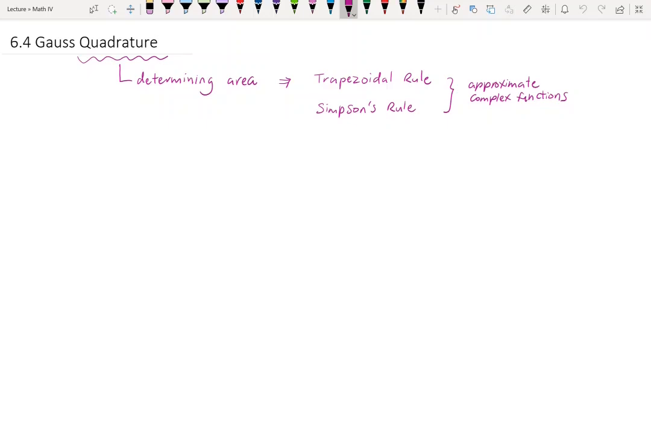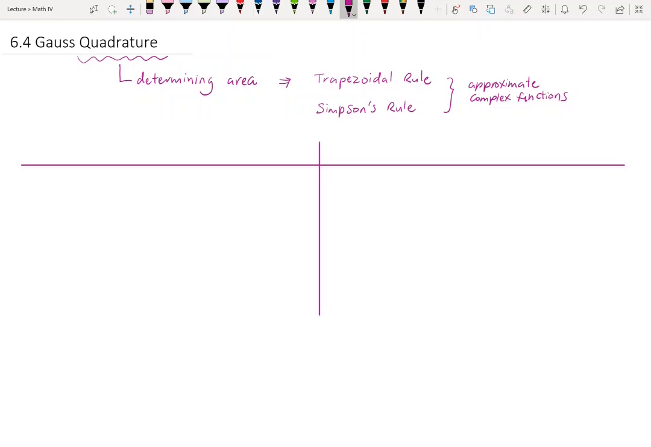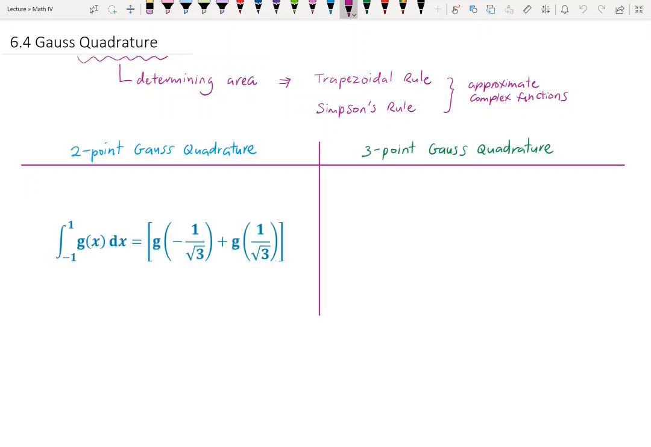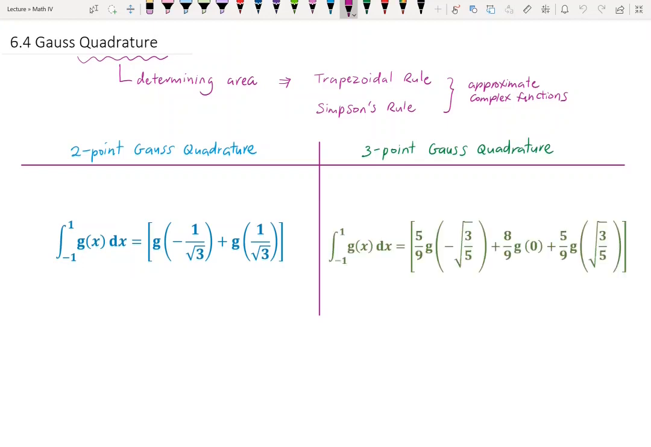Before that, you need to know that Gauss quadrature has several kinds of rules, but in this class we only focus on two types, which are 2-point Gauss quadrature and 3-point Gauss quadrature. These are the formula for the 2-point Gauss quadrature, and the other formula to be used for the 3-point Gauss quadrature is like this. Not to worry, you don't need to memorize all these formulas, but the most important thing is you must understand how to use both of them. Now let's see how the Gauss quadrature works.